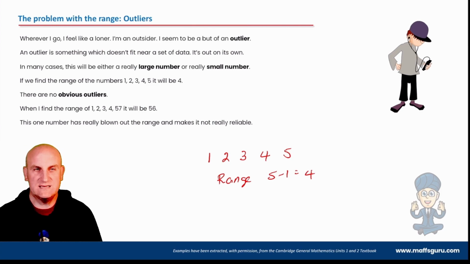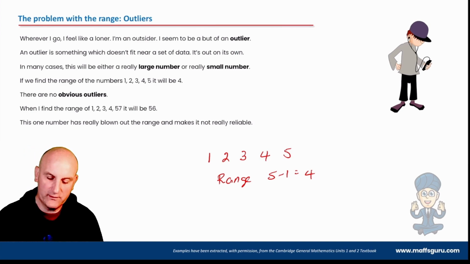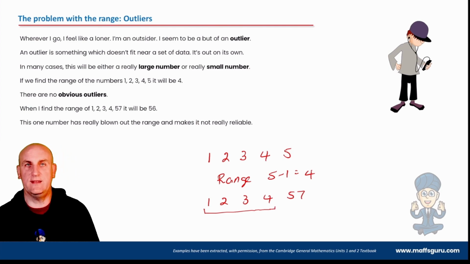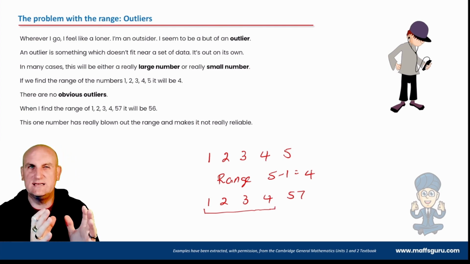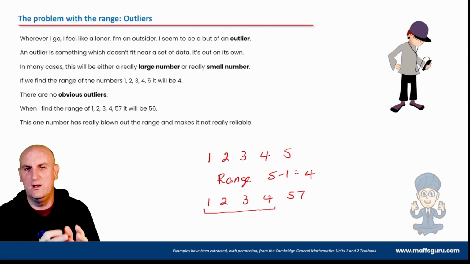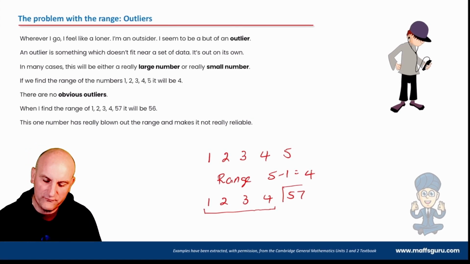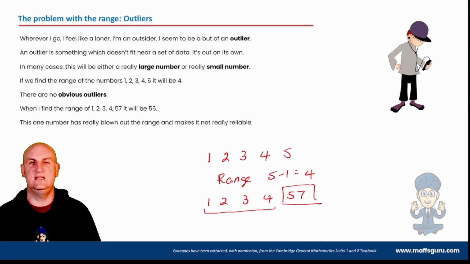What about if I was actually to replace that 5 with 57? If I now replaced it and it becomes 1, 2, 3, 4, and 57, what I notice is these numbers are fairly closely packed together, right? So that's nice, and they're not very spread out. And then suddenly we throw in this number 57 and life gets ridiculous.